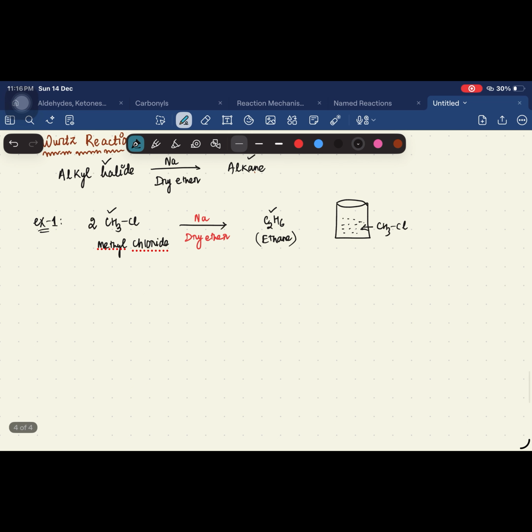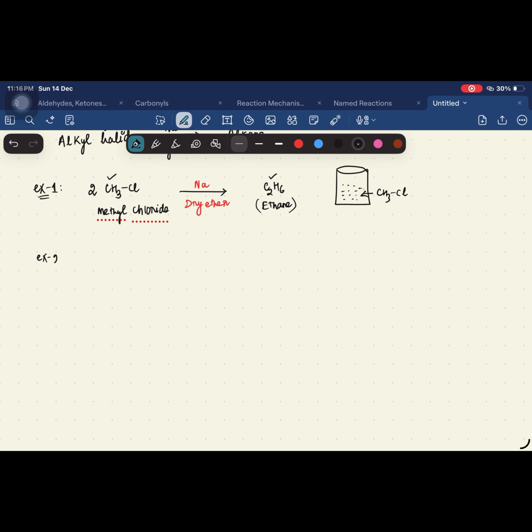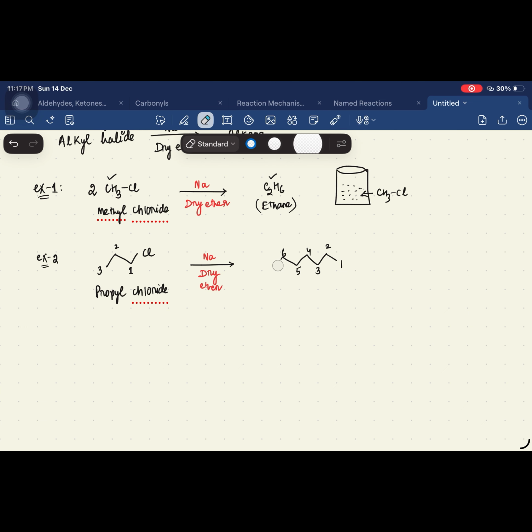If we take another example, this is 1, this is 2, and this is 3. This is called propyl chloride, in the presence of the same sodium with dry ether. The corresponding product will be like this: 1, 2, 3, 4, 5, 6. Here it is 7, so we have to decrease this. This is the product we got, which is called hexane.